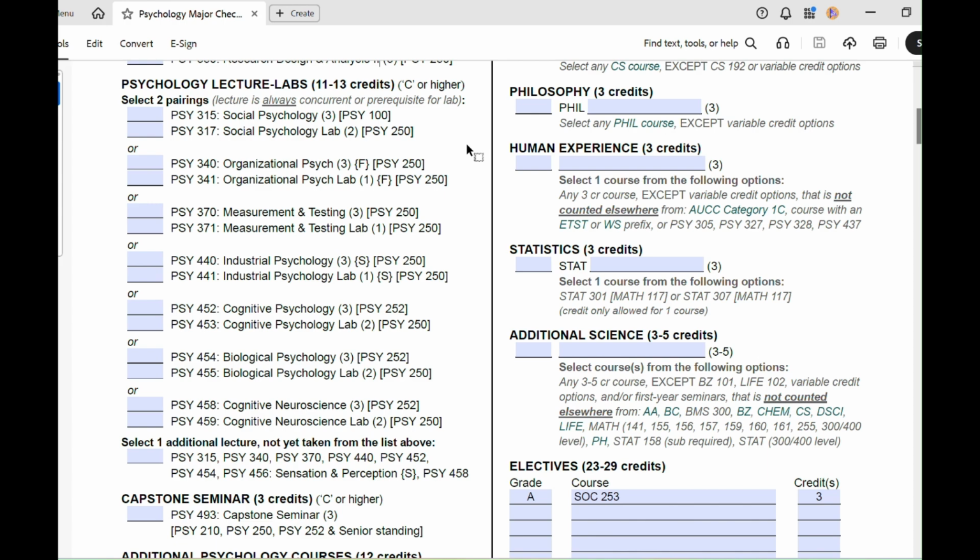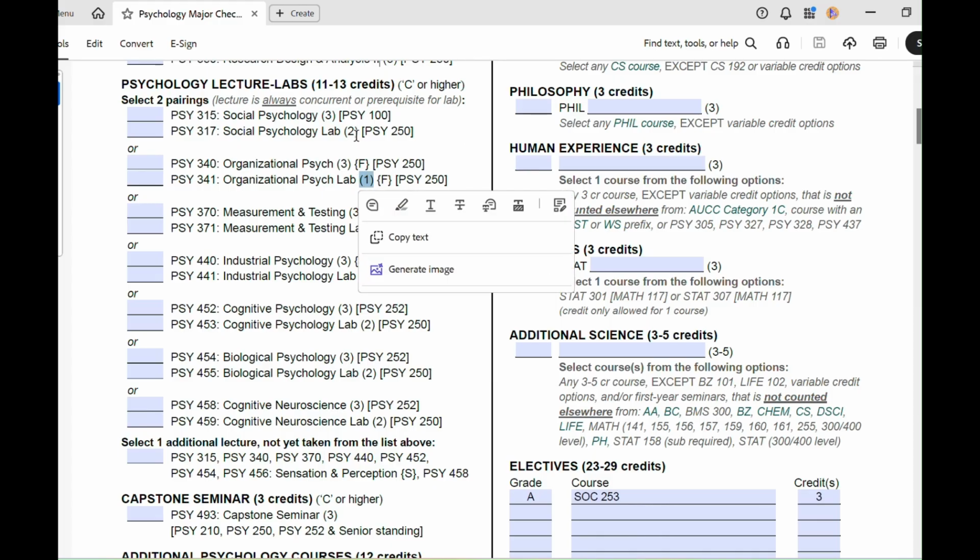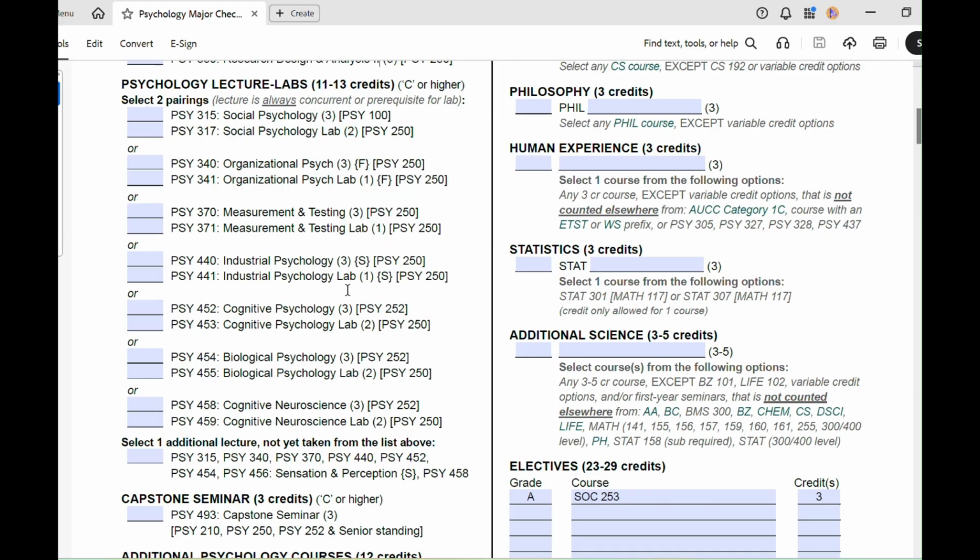For your psychology lecture labs, please note you will be taking 11 to 13 credits. The variation within that is because some labs are 1 credit, while other labs are 2 credits. Every lecture of the pairings are worth 3 credits. Also, please note, each lecture lab pairing, you must earn at least a C or higher in each. Also, the lecture is always concurrent or the prerequisite for the lab. This means you must take the lecture first or alongside the lab. You can take the lab in a later semester.